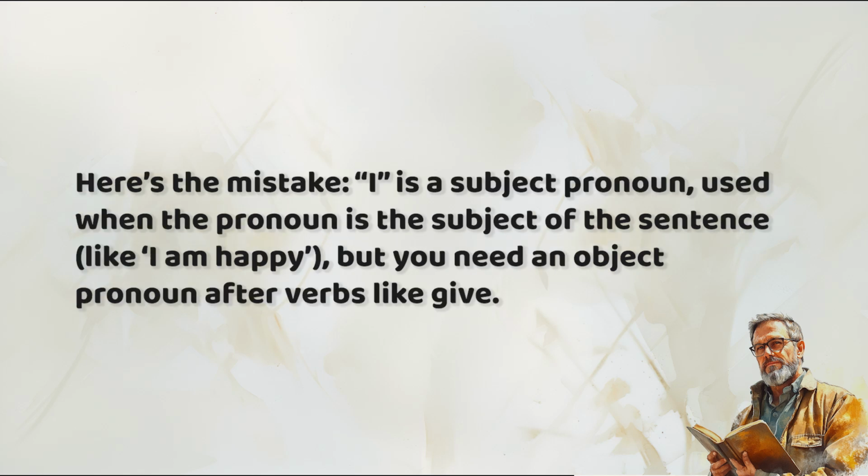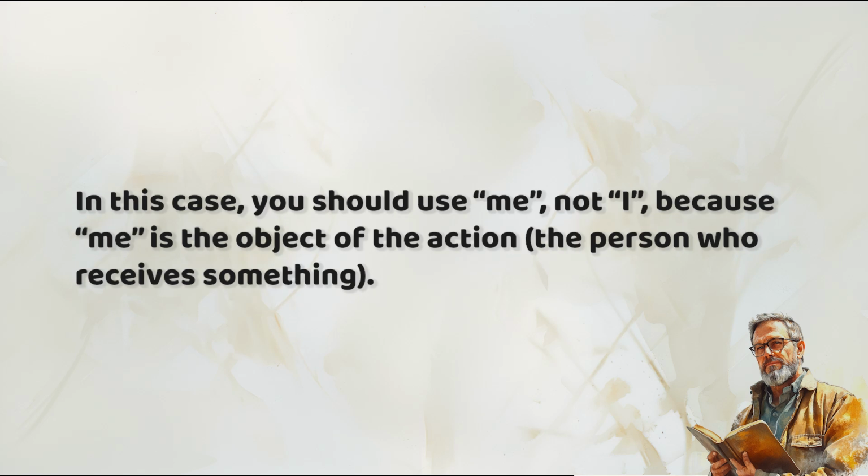Here's the mistake. I is a subject pronoun used when the pronoun is the subject of the sentence, like I am happy, but you need an object pronoun after verbs like give. In this case, you should use me, not I, because me is the object of the action, the person who receives something. Correct sentence: He gave it to me.